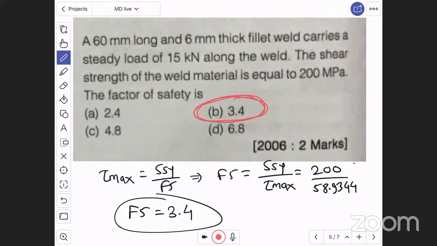If you type option B, then only you will get full marks. For this answer, you will get 2 marks. And for any other answer, you will get minus 1/3 into 2, that is minus 2/3 marks. There is a negative marking for multiple choice questions. For a correct answer, you will get full 2 marks. For a wrong answer, you will get minus 2/3 marks. There is a negative marking. Take care of this.